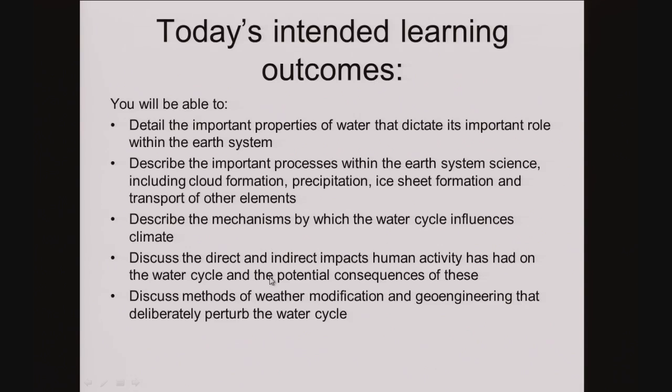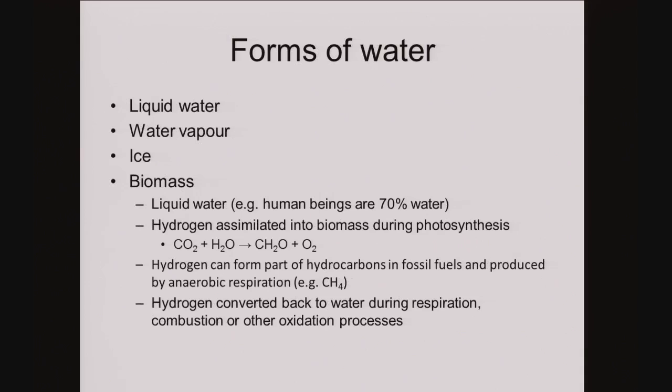And also discuss some methods of so-called weather modification. And I think James mentioned to me that he's been talking to you about geoengineering techniques. Is that right? Okay, so we'll talk about another kind of geoengineering technique, a solar radiation management technique, to do with the water cycle, in ways that we can perturb clouds potentially. Okay? So those are the intended learning outcomes.